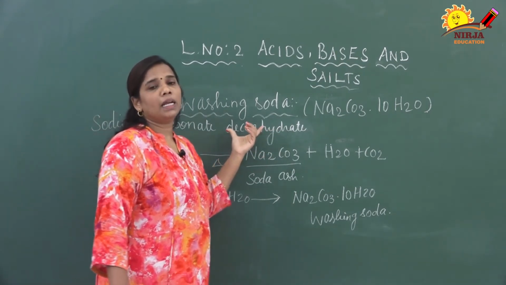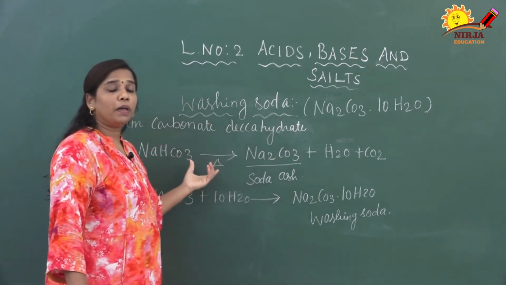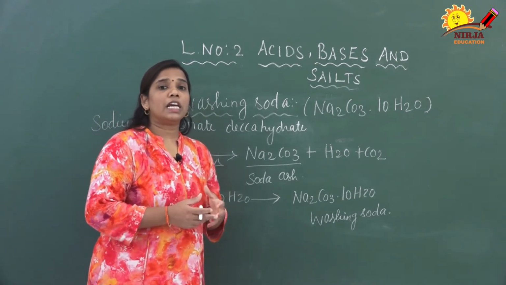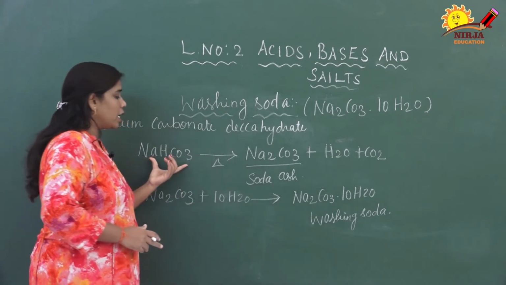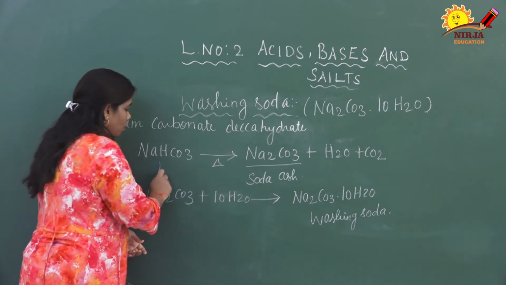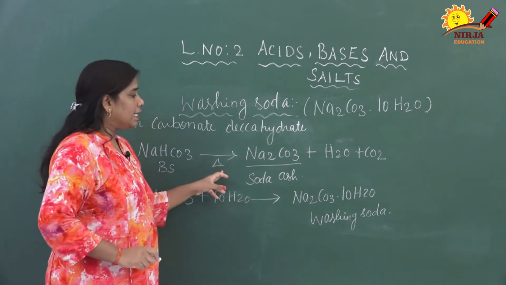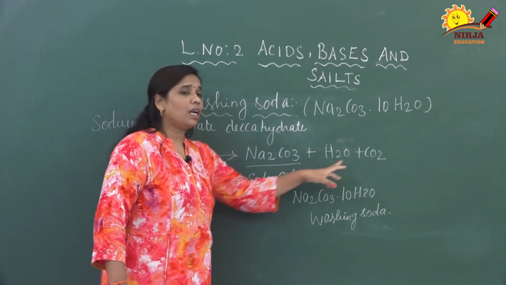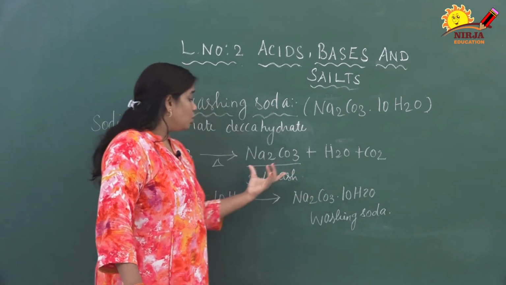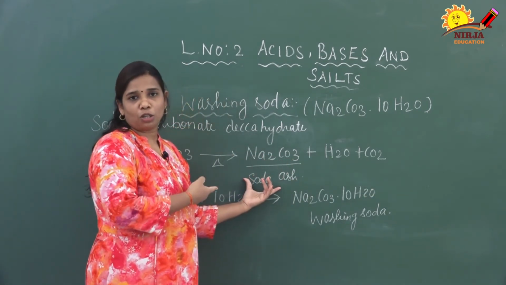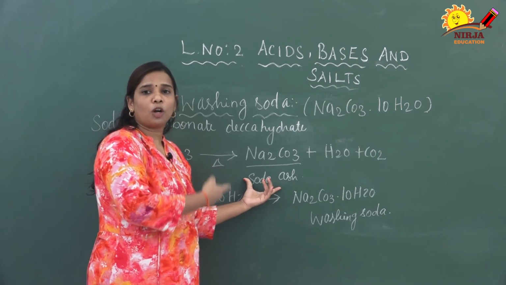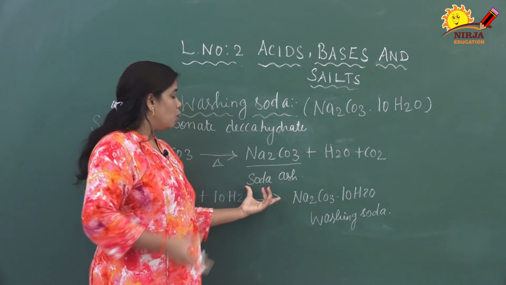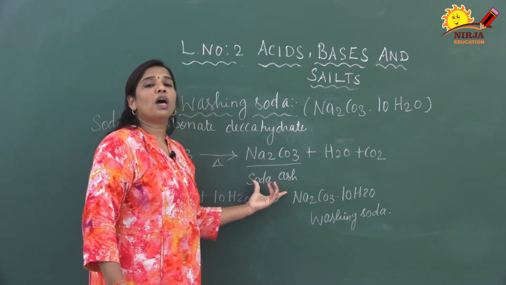Deca means 10, decahydrate. How are we preparing it? By the process of thermal decomposition. So when NaHCO3, baking soda, is heated, it produces three substances. One is sodium carbonate and water, another one is carbon dioxide. So this substance is not called washing soda. This is called sodium carbonate. This is called anhydrous sodium carbonate, dry sodium carbonate. So we can also say it is soda ash.